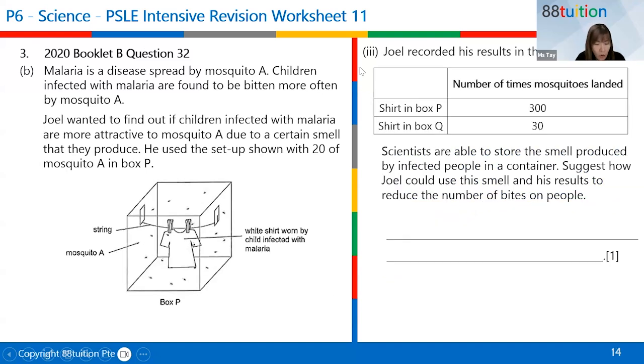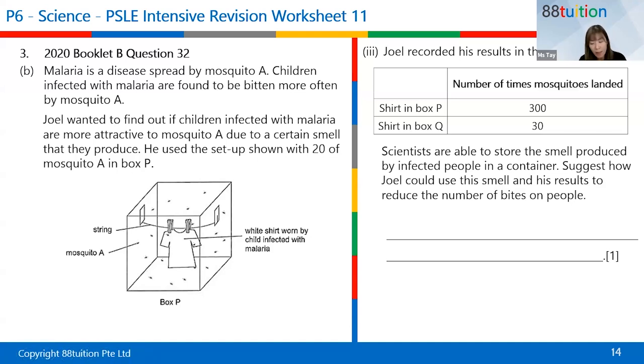Okay, next. Joel recorded his results in the table. So the number of times the mosquito landed on the shirt in the first box compared to the second box is indicated here. So it's very obvious, right? There are more mosquitoes that will land on the shirt or go to the child with malaria. So scientists are able to store this smell, produced by infected people, in a container. So scientists know that they can store it in a container.